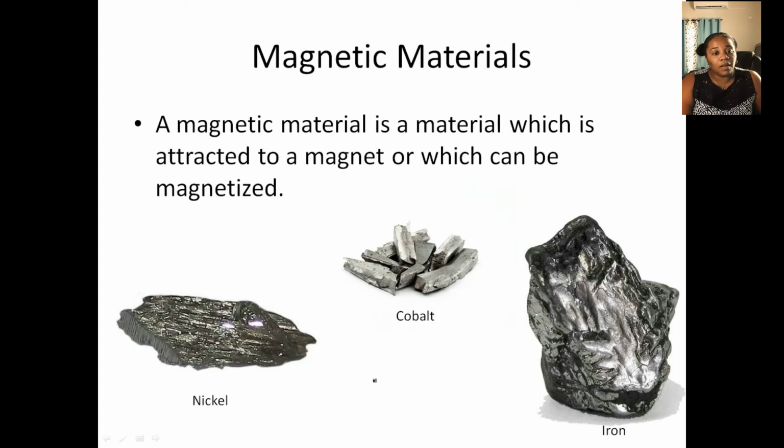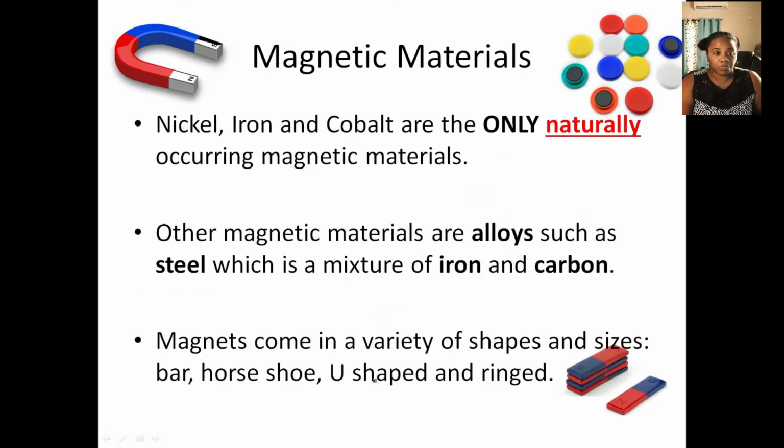A magnetic material is a material which is attracted to a magnet or which can be magnetized. Nickel, iron, and cobalt are the only naturally occurring magnetic materials. Other magnetic materials are alloys such as steel, which is a mixture of iron and carbon.